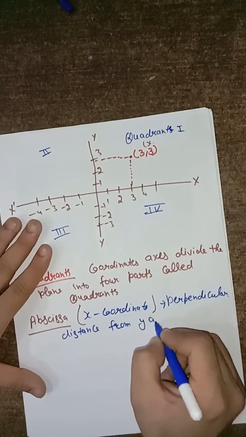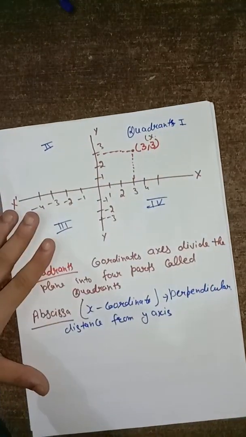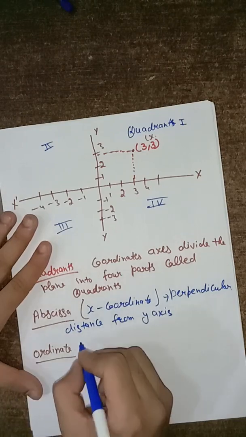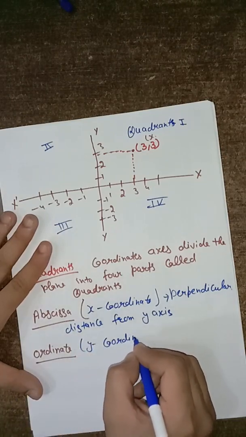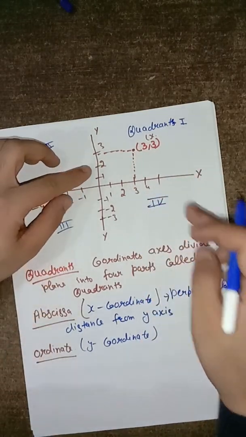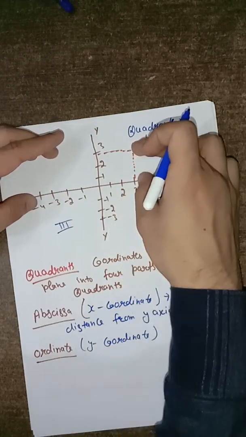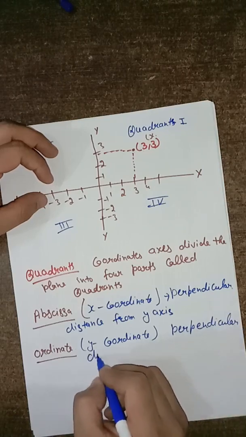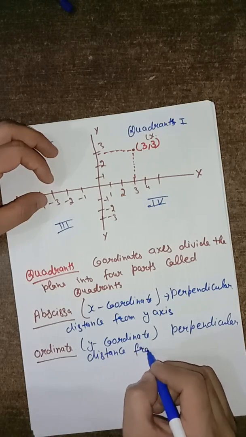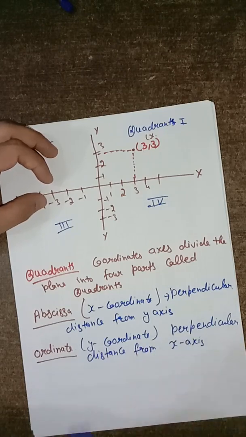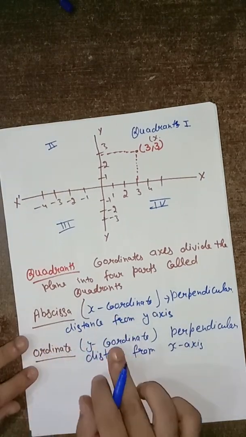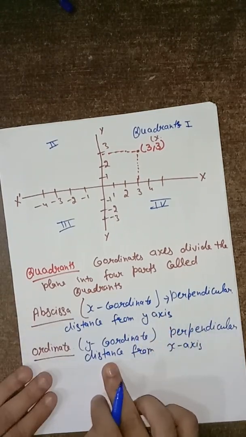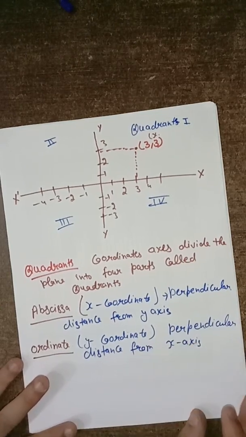And this y coordinate is known as ordinate. This is y coordinate. And how will we find this ordinate? This will be the perpendicular distance of a point from x-axis. Our abscissa is x coordinate and ordinate is y coordinate, and abscissa is perpendicular distance of a point from y-axis and ordinate is perpendicular distance from x-axis.